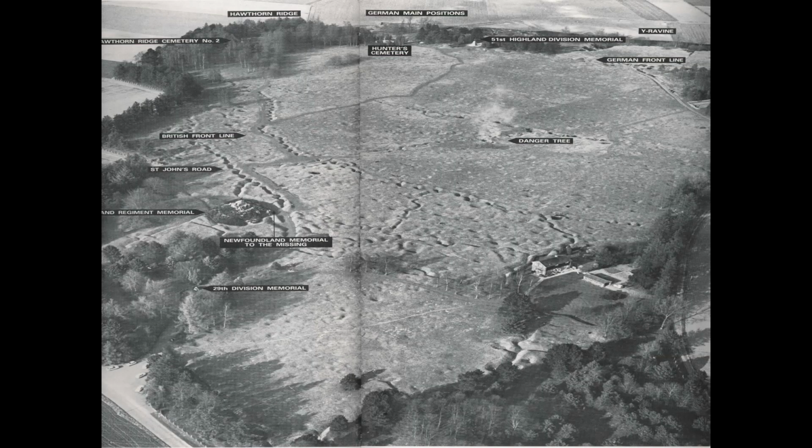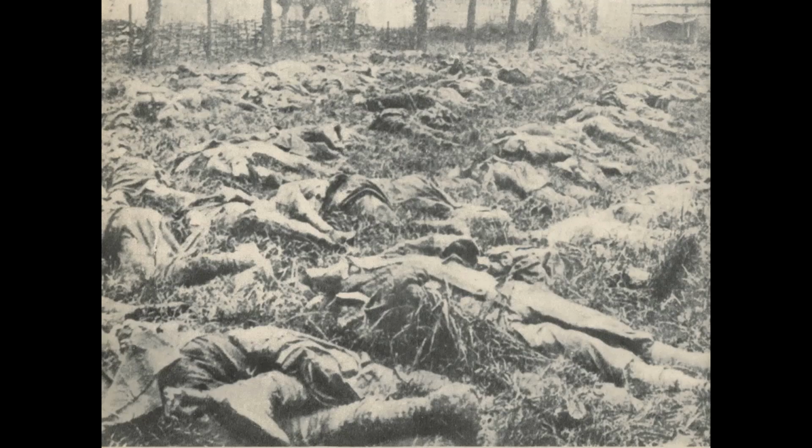Now this is an old picture of it, but this is where the Royal Newfoundland Regiment, 1,000 men, went out and attacked the German front lines. And here's the result. They literally machine gunned them in rows on the field.